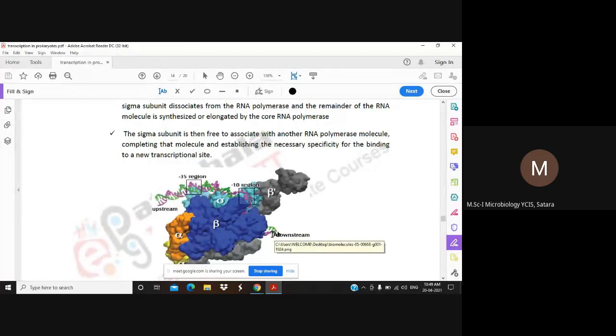So this sigma subunit is free to dissociate from this RNA polymerase enzyme after completing its role, and then it can establish the necessary specificity for binding to the new transcription site. Means whenever sigma is dissociated, it can again bind with the same enzyme, but at the time of replication or transcription of the new molecule.